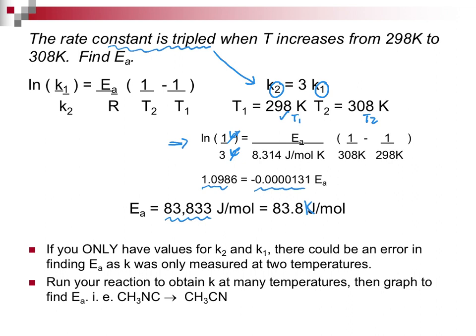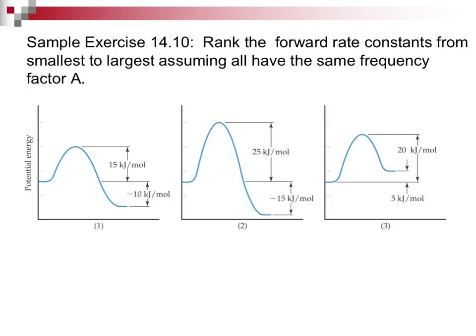So if you only have values for K1 and K2, there could be an error in finding EA because K was only measured at 2 temperatures. So what you want to do if you're working is obtain K at many temperatures. That's why we use the graph when we're working in the lab, but if we're on a test, we tend to make it more of a mathematical problem.